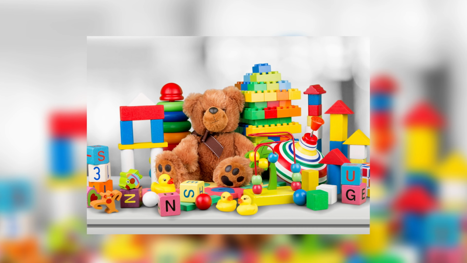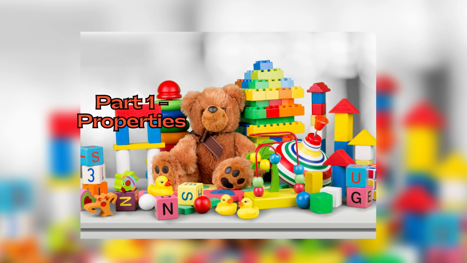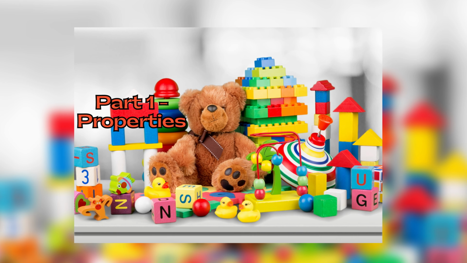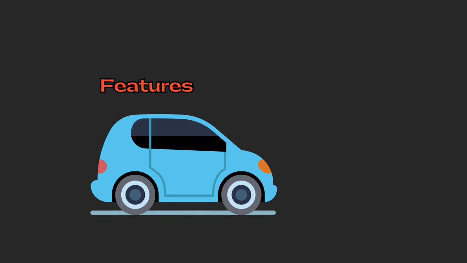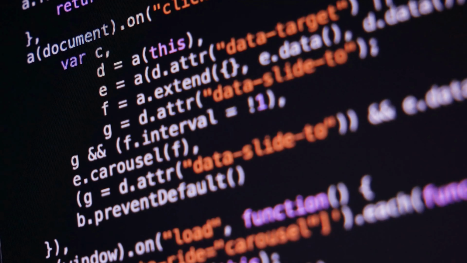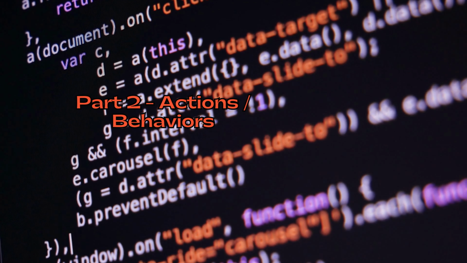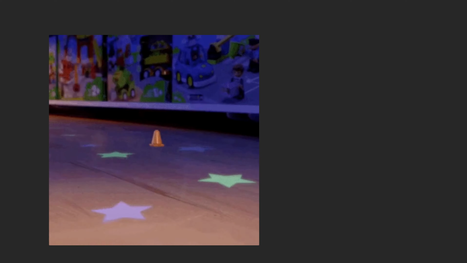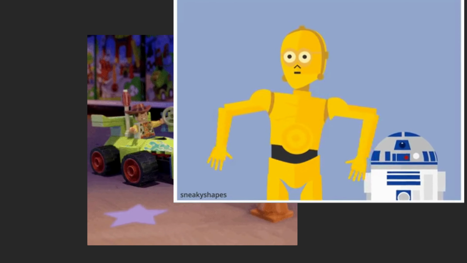Objects have two important parts. The first part is what we call properties. These are like the features or characteristics of the toy. Just like a toy car can have a color, wheels, and a shiny body, objects have their own special features too. The second part of an object is what it can do, and we call these actions or behaviors. Just like you can make your toy car drive, or make your toy robot dance, objects can also have their own special abilities or actions.